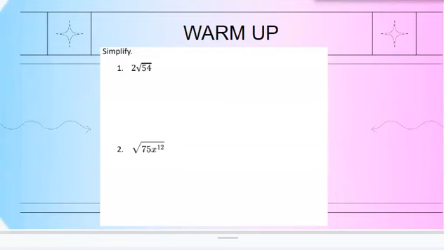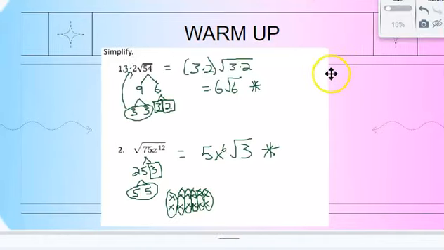Please do the warm-up now by pausing the video, and when you resume, I'll go over the answers with you. Okay, I've put an asterisk next to the answers for each of these. How did you do? Make sure you do the factor tree.